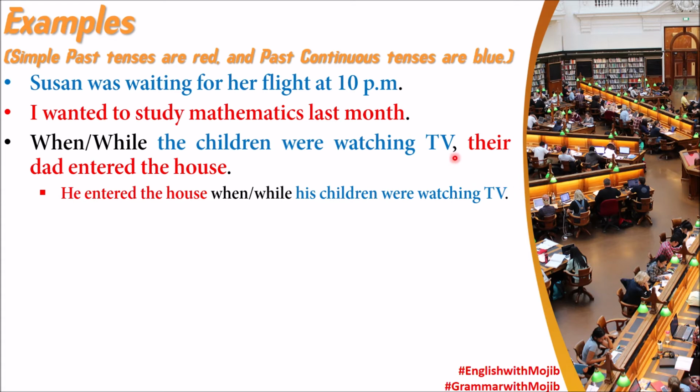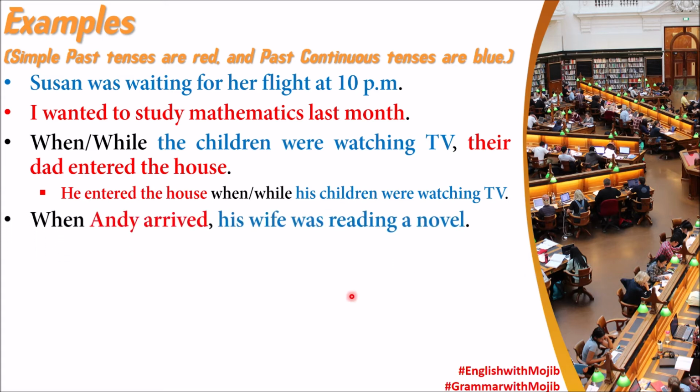Why do we have a comma here, but we don't here? When we have when and while at the beginning of the sentence, we have a comma after the first clause. When we have when and while in the middle of the sentence, for the second one, we don't have any comma. Does the meaning change if we put when or while for the first sentence or second sentence? No. Does the meaning change if we put when or while for simple past or past continuous? No. When Andy arrived, his wife was reading a novel.